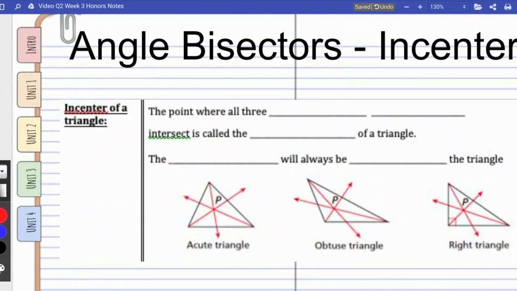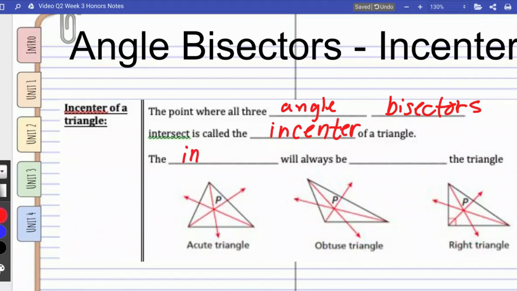So angle bisectors, when I draw angle bisectors into a triangle, where all 3 angle bisectors intersect, that point where they intersect is called the incenter. The incenter will always be inside the triangle.